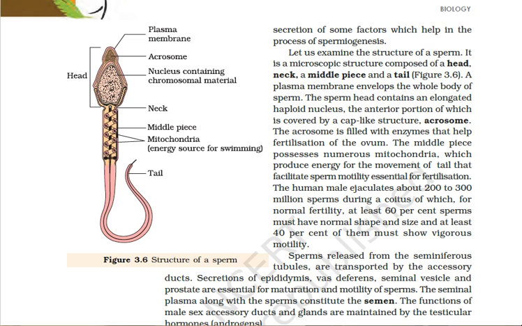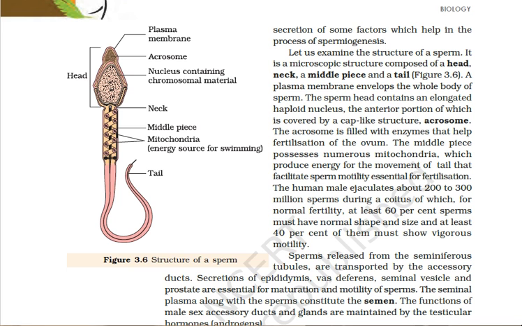I have already discussed with you that the human male ejaculates about 200 to 300 million sperms during a coitus. For normal fertility, at least 60% of sperms must have normal shape and size, and at least 40% of them must show vigorous motility, which facilitates the process of fertilization.